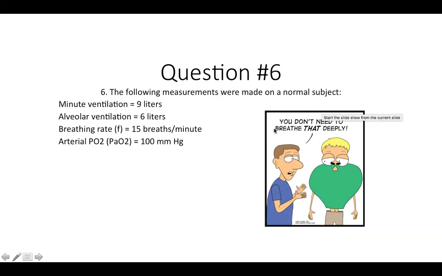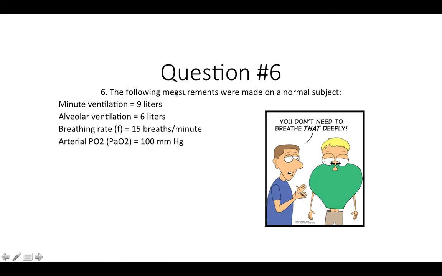Okay, so to help you guys out a little bit with a couple of questions that were on the lab, I decided to make a quick little presentation just to help out. The two that I had in mind were question number 6 and question 10. So here with question number 6, we're given a couple of different variables.